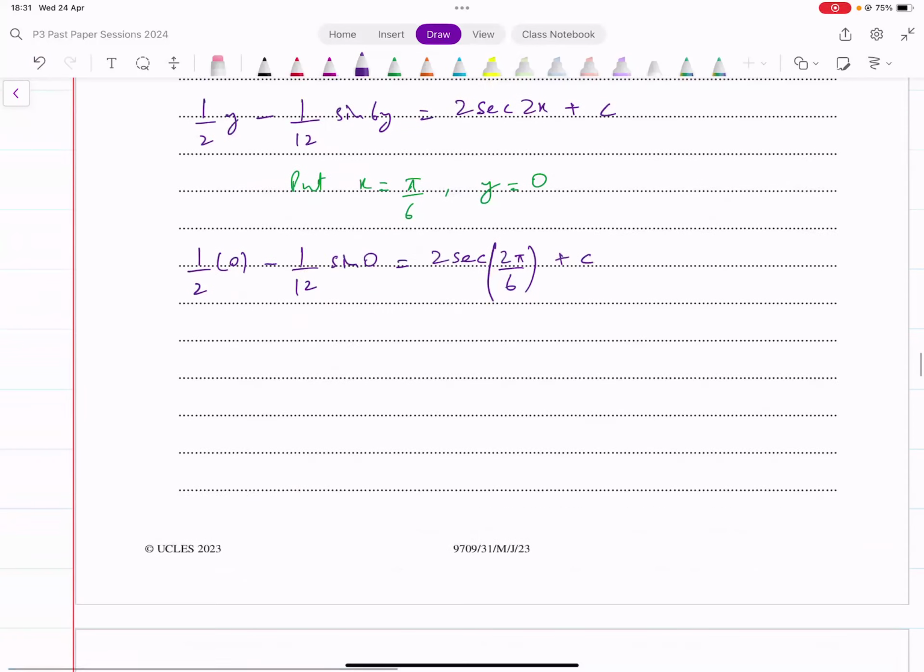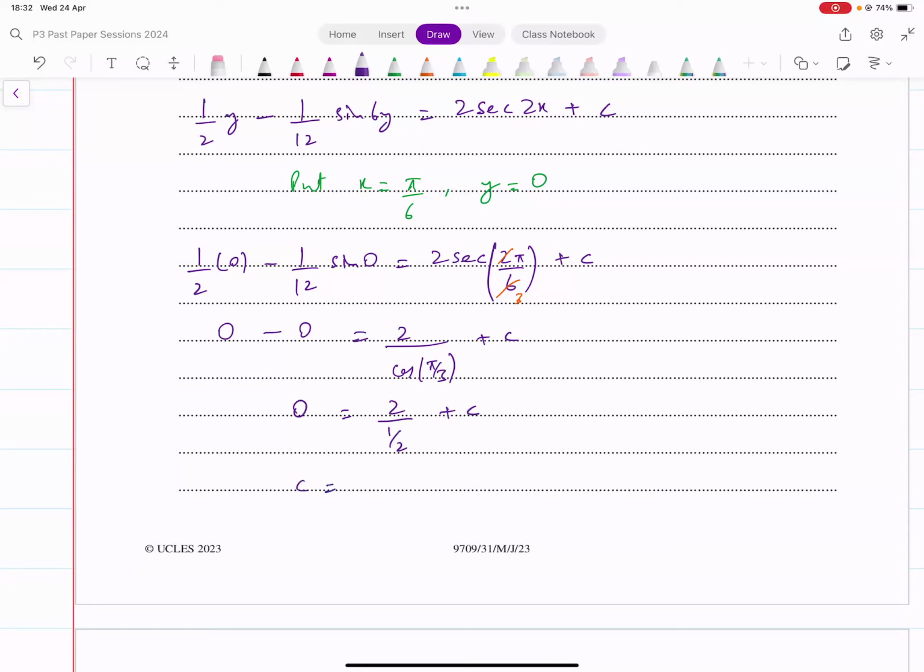Now, on the left side, you've got 0. Sine 0 is also 0. That's also 0. On the right side, we've got secant of pi over 3. Now, we don't have a secant button on our calculator. We have to write it as 1 over cos of pi over 3, first of all. What's cos of pi over 3? Cos of pi over 3 is 1 over 2.